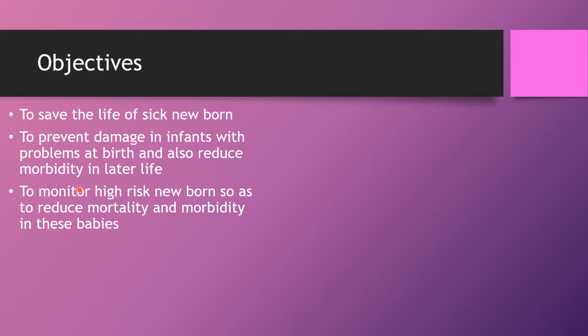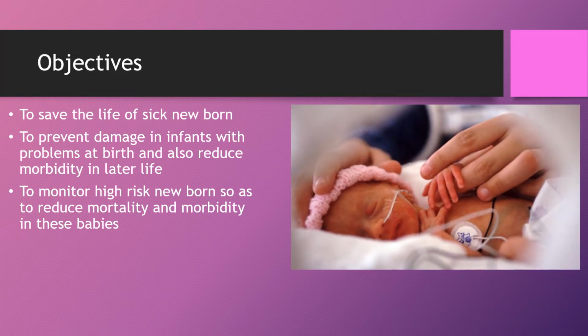35 or 36 weeks of gestation or a very low birth weight baby. In future the baby will develop some other disease conditions, like IUGR or intrauterine growth retardation. So this type of baby in future can get some other disease conditions. To prevent that morbidity in future life, they are taking care in the NICU. Then to monitor high risk newborns so as to reduce the mortality and morbidity in these babies. So the main aim and objective is to reduce the mortality and morbidity rate of neonates.